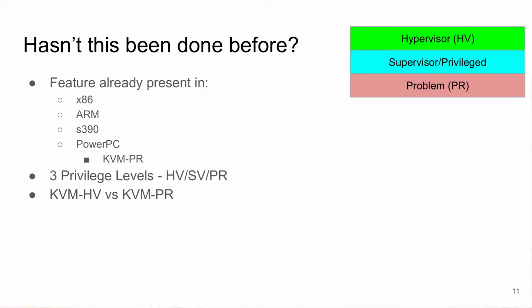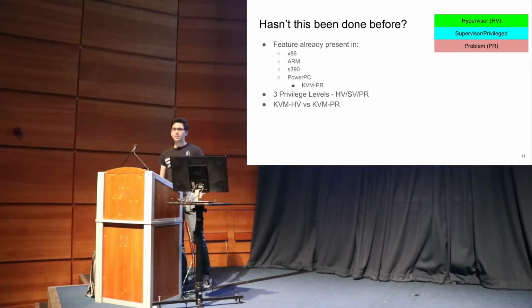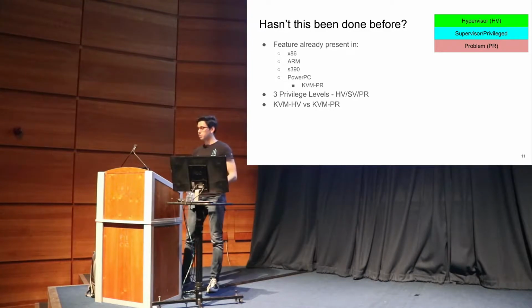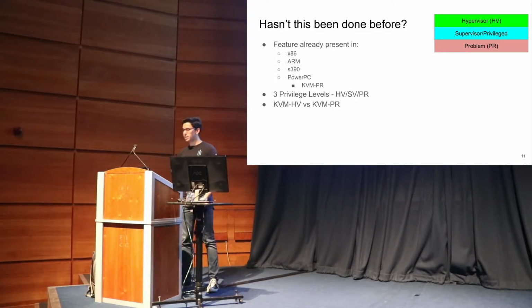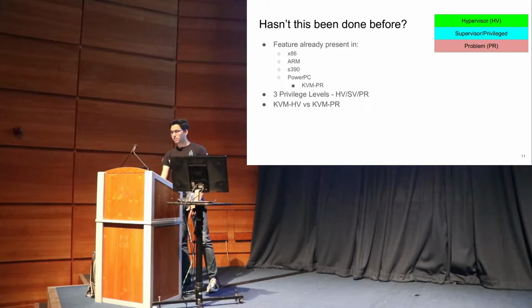Now here you're all saying, hasn't this been done before? I've definitely heard about this nested KVM thing. And yes, this feature is already present on x86, ARM, and S390. And in fact, already on PowerPC in the form of KVM-PR. So it's important to note there's two KVM modules on Power, both KVM-HV and KVM-PR.